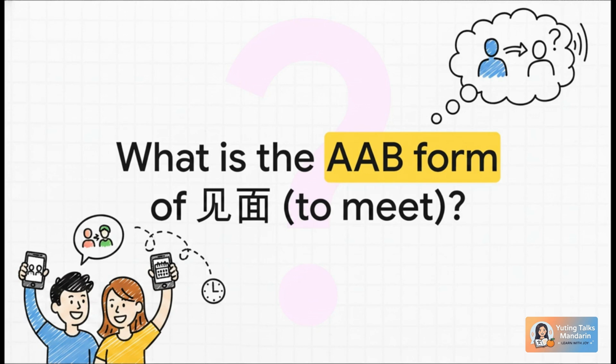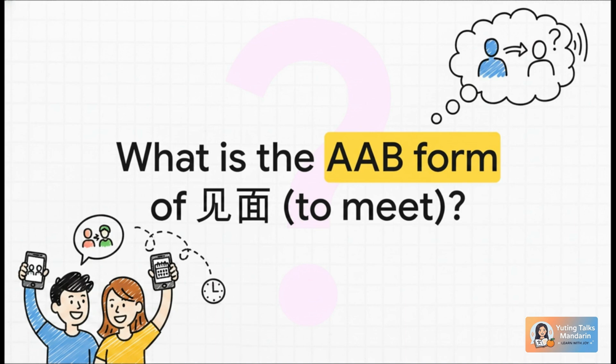Okay, it is time for some practice. Let's see if you can use what we've just been talking about. Here's the setup for the dialogue. Person A says, 你给我打电话，有什么? You called me, what's up? And person B replies, 好久不见了，周末, long time no see, this weekend. So, how would you casually say, let's meet up quickly, using the AAB structure for the verb 见面?